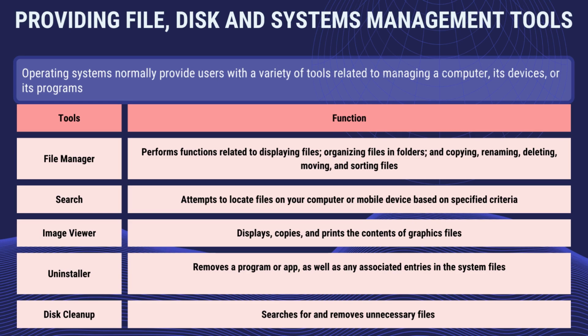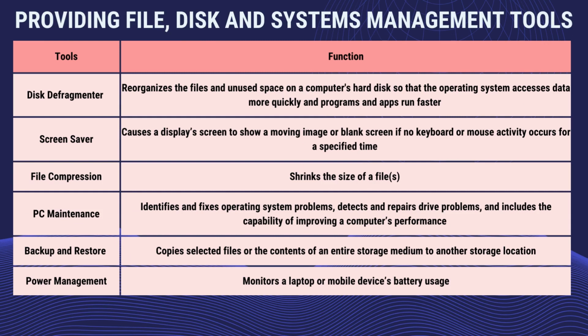Disk Cleanup searches for and removes unnecessary files. Disk Defragmenter reorganizes the files and unused space on a computer's hard disk so that the operating system accesses data more quickly and programs and apps run faster. Screensaver causes a display screen to show a moving image or blank screen if no keyboard or mouse activity occurs for a specified time. File Compression shrinks the size of files.